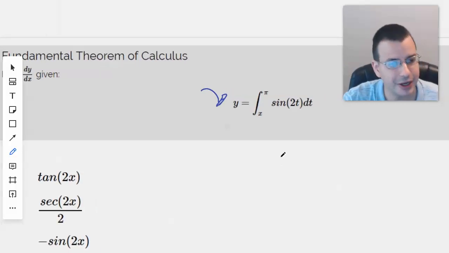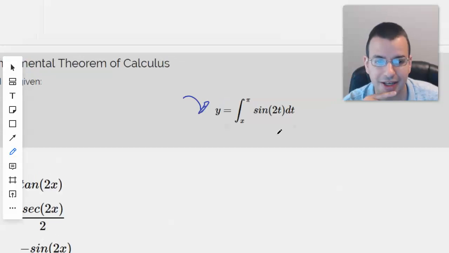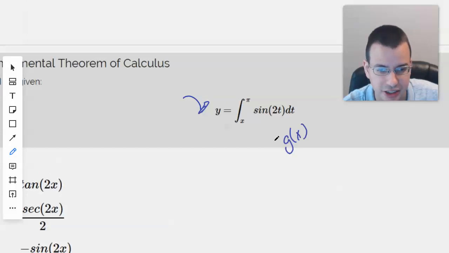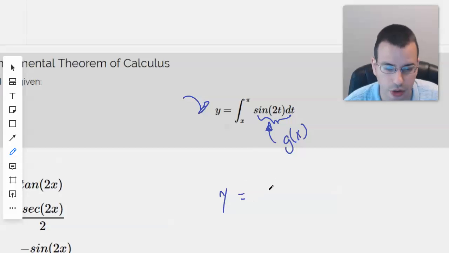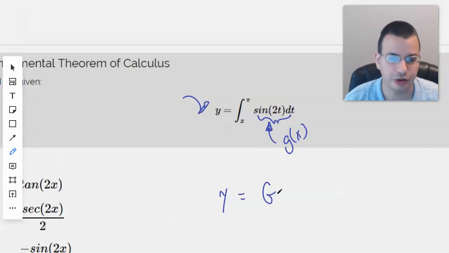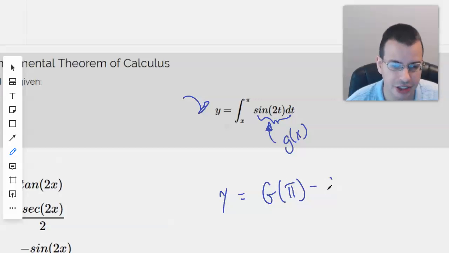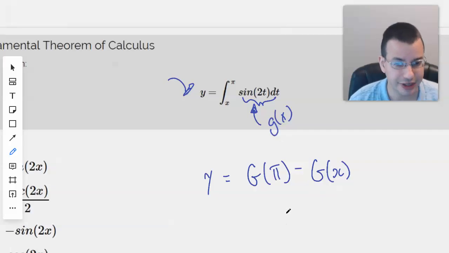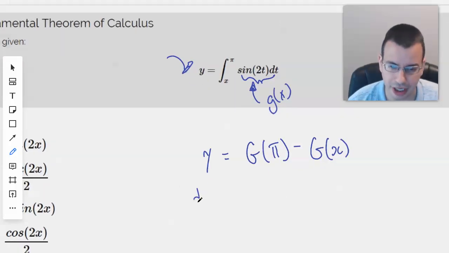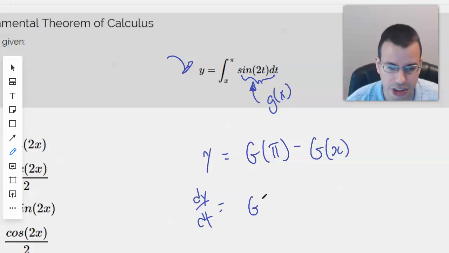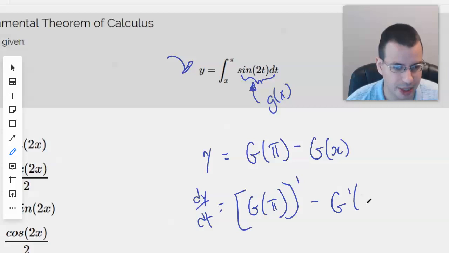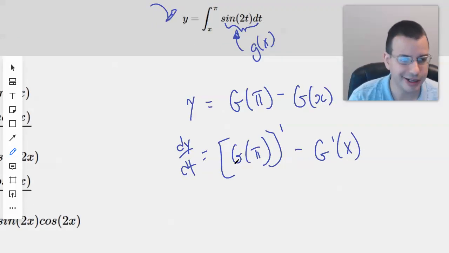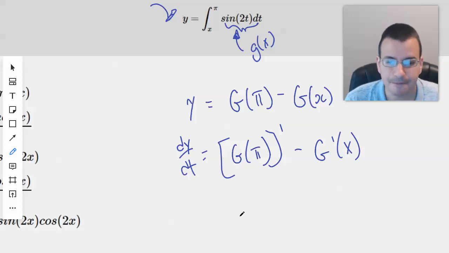That's a terrible arrow, but you get the idea. So what I like to say is g of x is this equation right there. And so y would equal big G of pi minus big G of x, where big G is the integral of g of x. And so if we take the derivative of both sides, dy/dx would be g of pi prime minus, and I'm just going to write g prime of x this time over here. I know, inconsistent notation. It's all right.